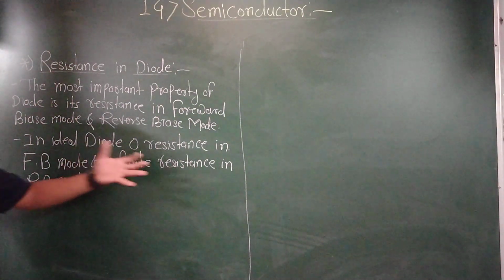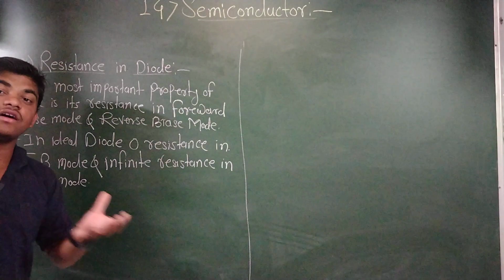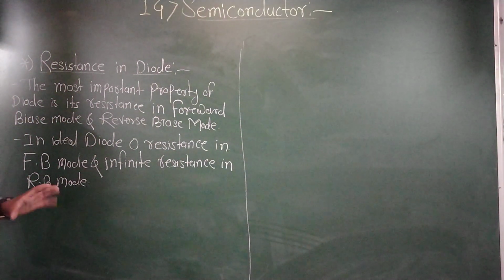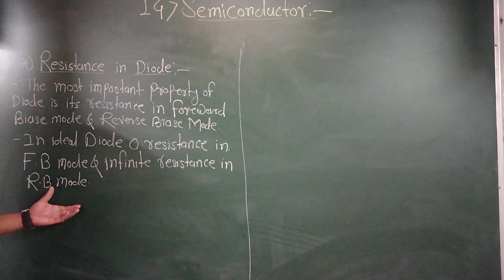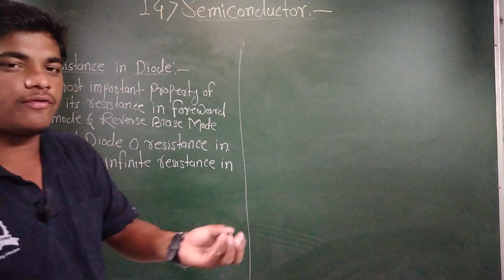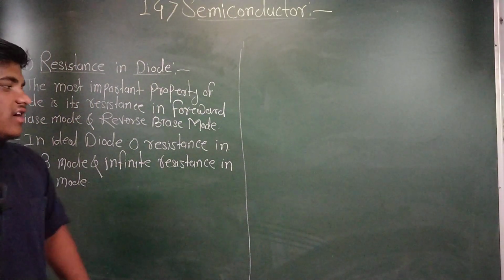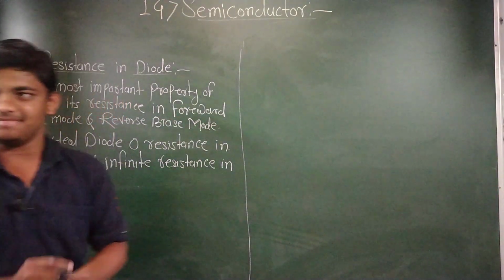We discussed the high resistance in the reverse bias mode. This is not practical, but in practical cases just a small amount of current flows through the junction, and this current is called leakage current. We discussed this in the previous lectures.